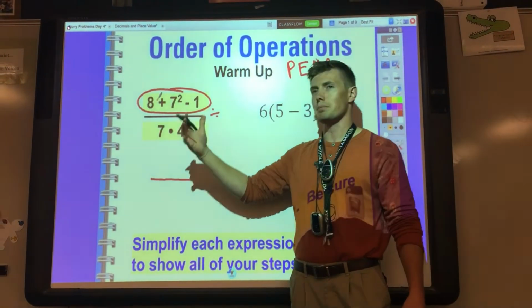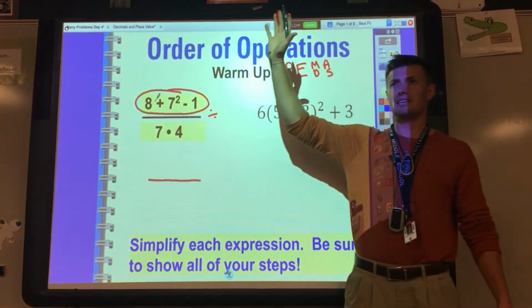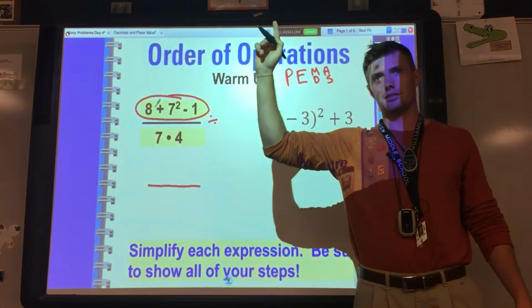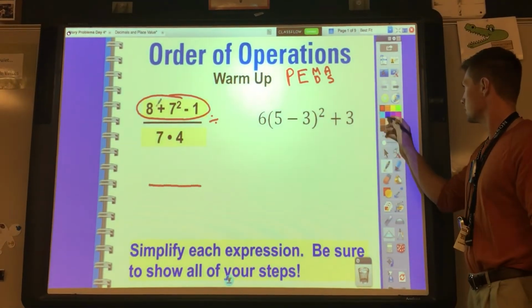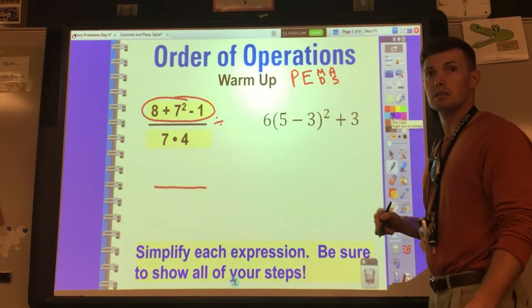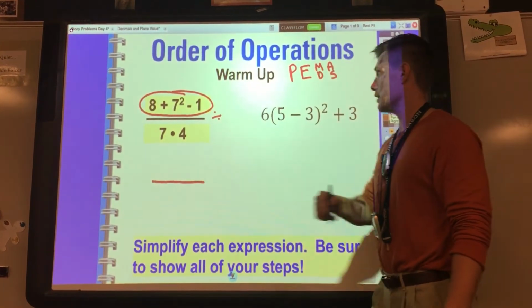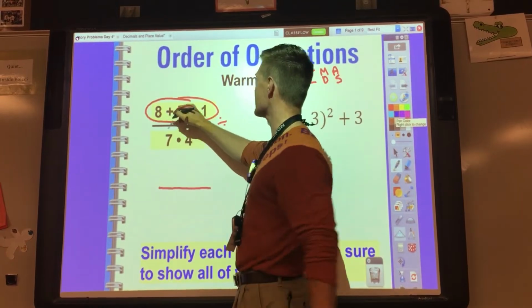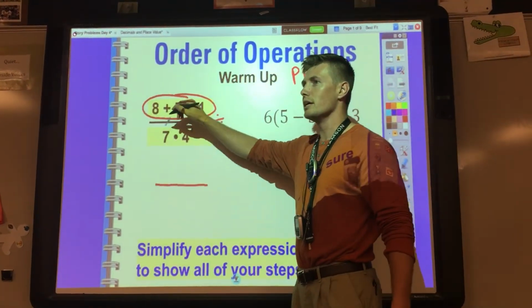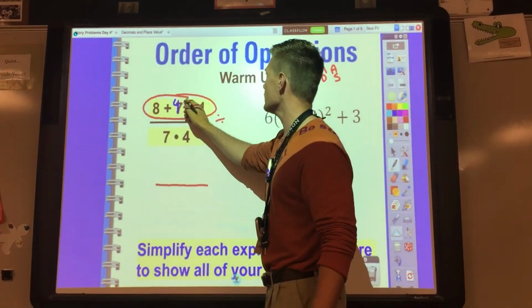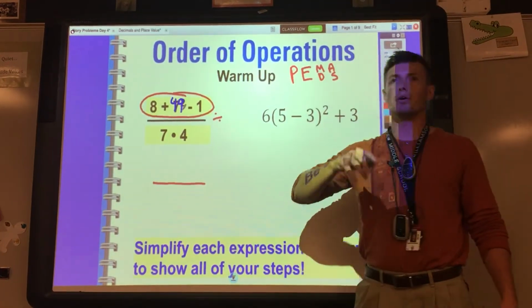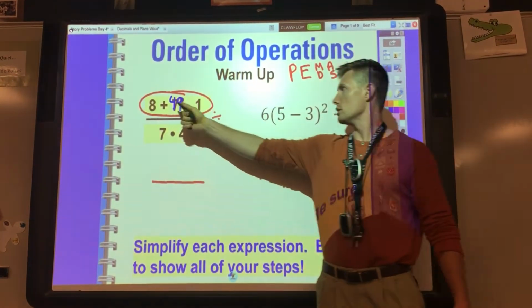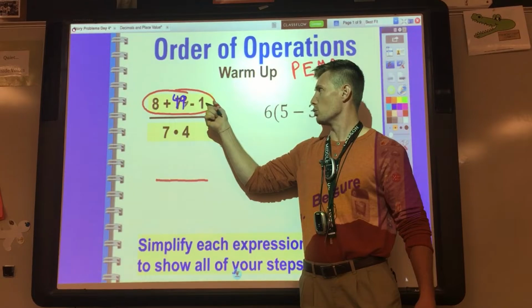8 plus 7 to the second power minus 1. What am I going to do first up there? Vance? Do the 7 to the second power, it equals 49. Excellent. We're going to take 7 and square it. 7 times 7, not 7 times 2. It's 7 times 7. You get 49. Bingo.